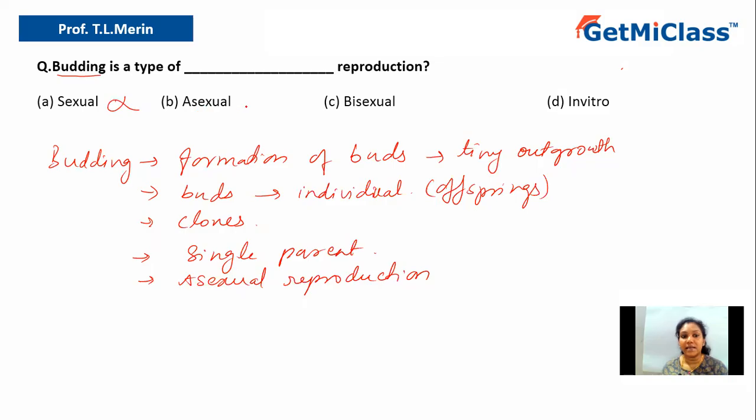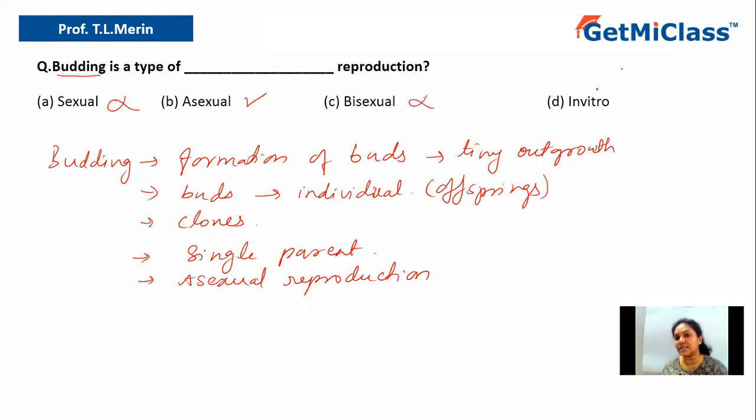Option B says asexual. Yes, it is right. It is asexual because it involves only single parent. Option C says bisexual. So bisexual organisms are those which contain both male and female reproductive system. So usually they reproduce by what? They reproduce by sexual method. But in case of budding, we don't have to talk about bisexuality at all, because in budding only one single parent is involved. Hence, C is also ruled out.